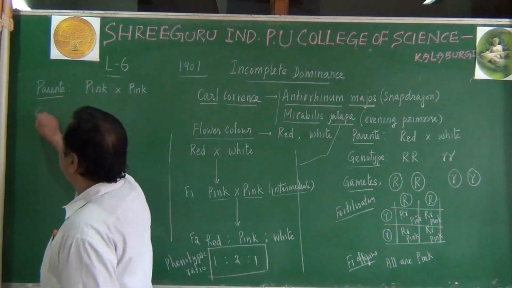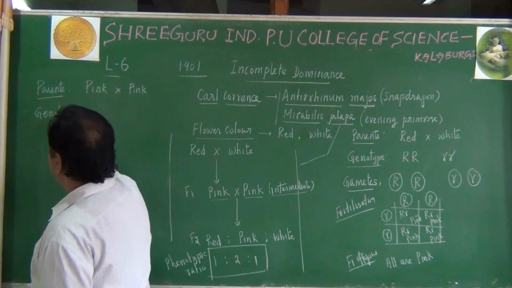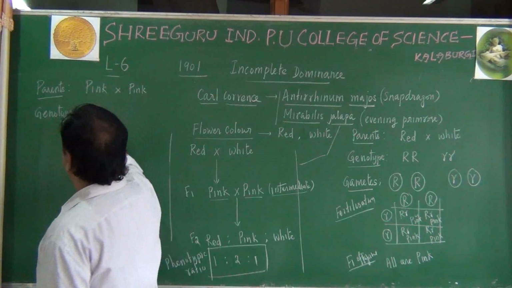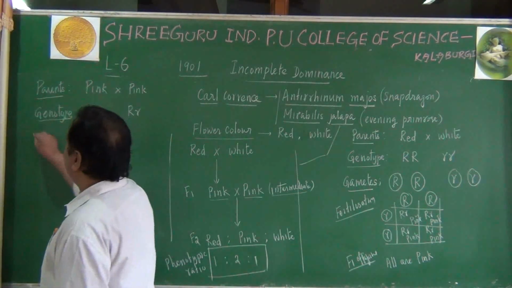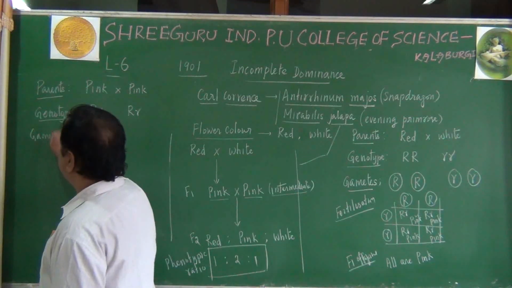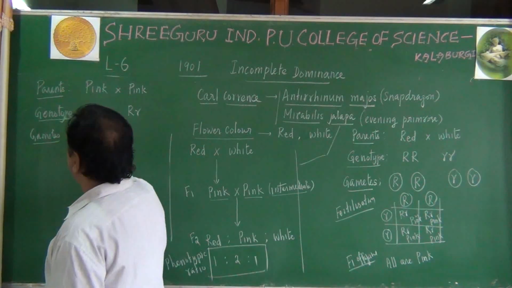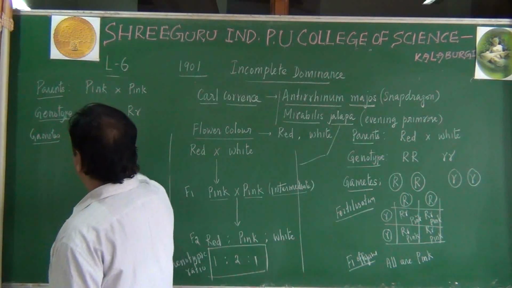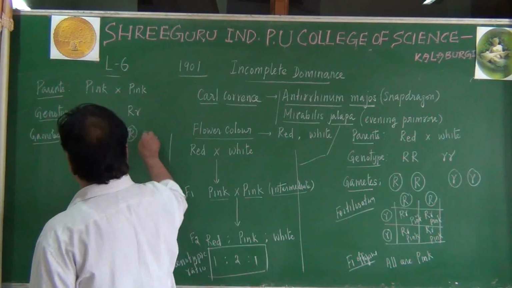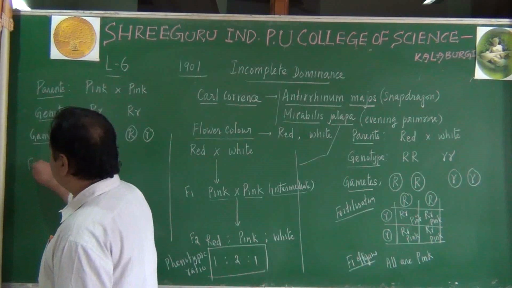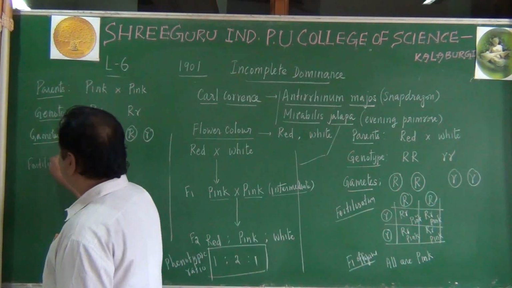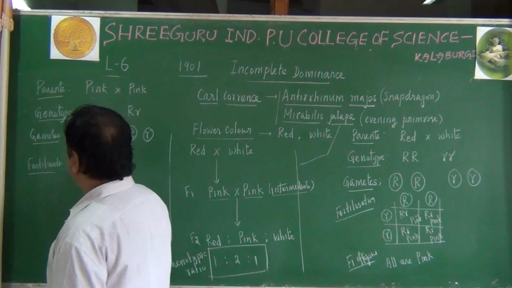What are the genotypes? You may recall, I have given the genotypes in the Punnett square: capital R, small r, capital R, small r. What are the gametes we are getting? The same: capital R in one gamete, small r in one gamete. Here, let us take these as the female gametes. What will be the type of fertilization? It is a random fusion, as we have seen.